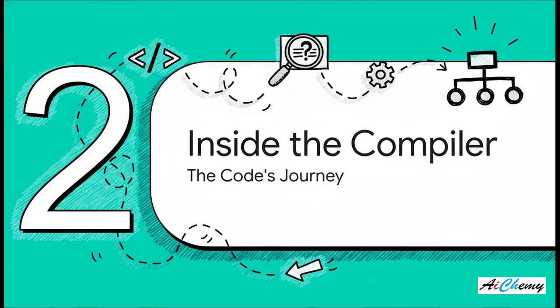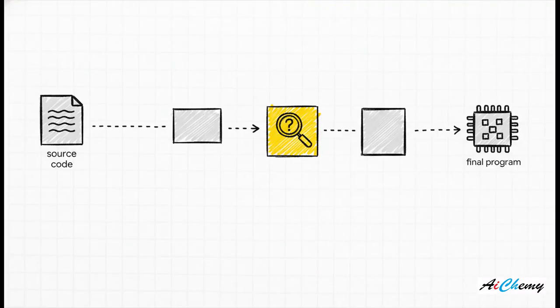So this meaning check, where does it actually happen? Well, it's a very specific step in a much bigger journey your code goes on. See, your code doesn't just run. It gets processed in a bunch of different phases by this program called a compiler. And understanding that assembly line is really the key here.